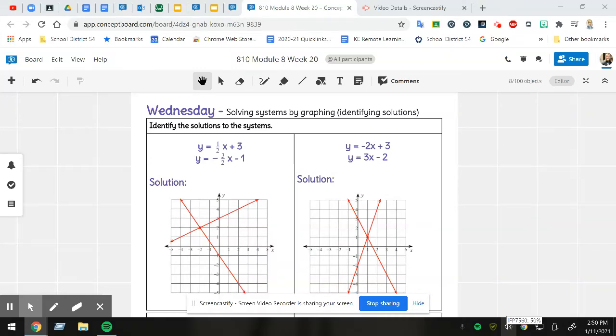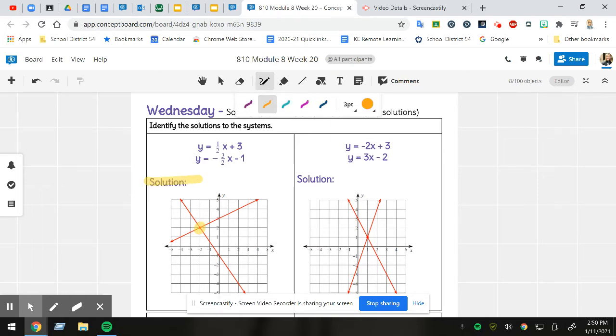All right, moving on, we're going to solve systems by graphing. So we're just going to identify some solutions. When we say a system of equations, it just means two or more equations. So if you can see, there's two lines graphed on this first graph, and they intersect at a point. Solution is where they intersect. So if you look right here, that is the solution to the system.